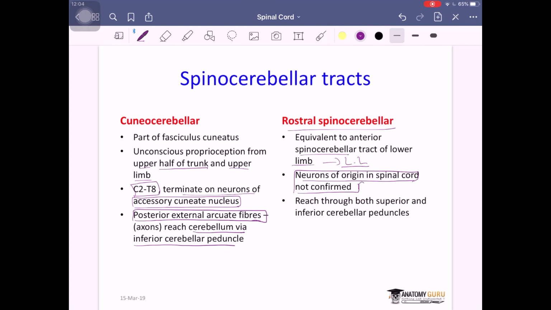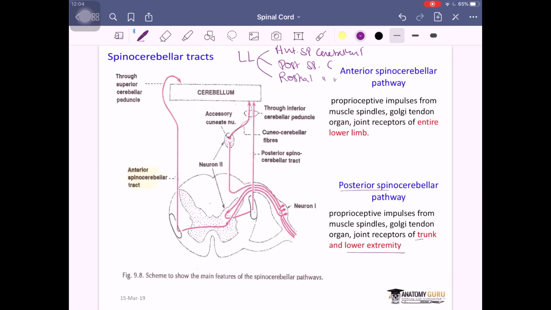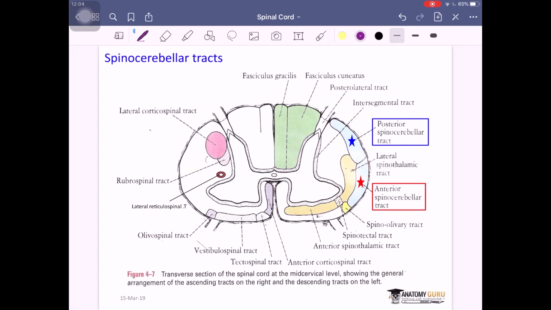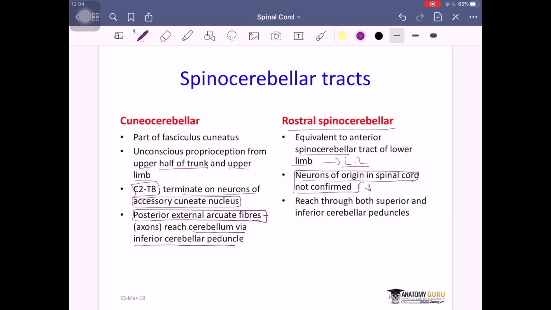Now for the rostral tract, the neurons' origin in the spinal cord is not confirmed. We know that it is there. How do they know that this exists? Because when the anterior spinocerebellar and posterior spinocerebellar are damaged, the proprioception information from the lower limb is still not lost. That means there exists one more part. Exactly where, that has still not been confirmed, but they definitely know it is there. So the origin is not confirmed for the rostral spinocerebellar.